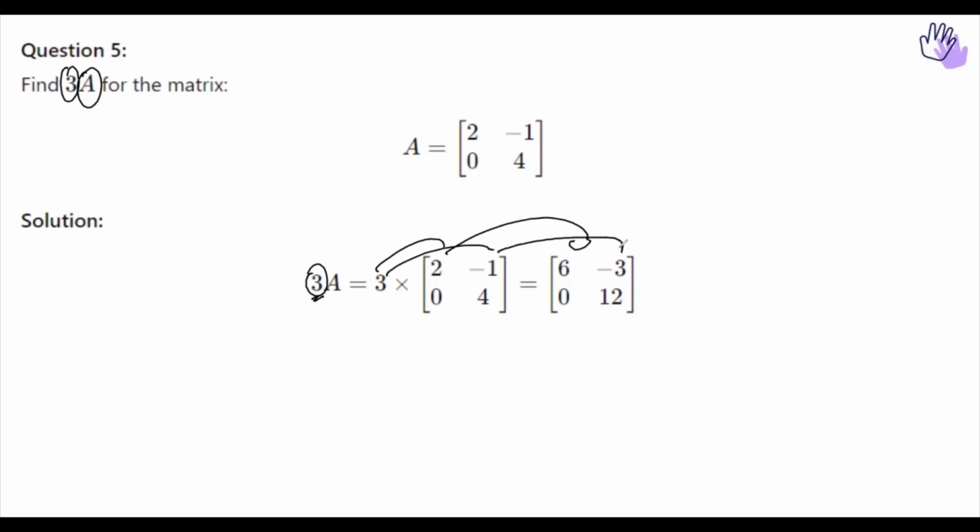3 into minus 1, that is equal to minus 3. 3 into 0, that is actually equal to 0. 3 into 4, that is actually equal to 12. That's it. So the corresponding elements you will change by their result. If you multiply their corresponding scalar with that particular element, you just replace that element with that particular result. Right? So this is how you do the scalar multiplication.